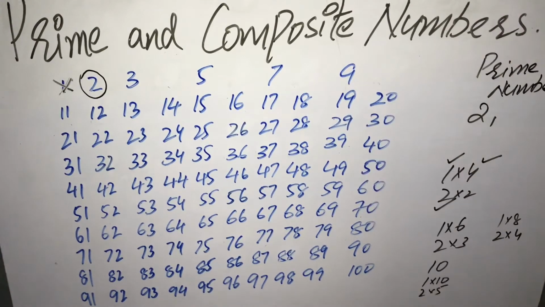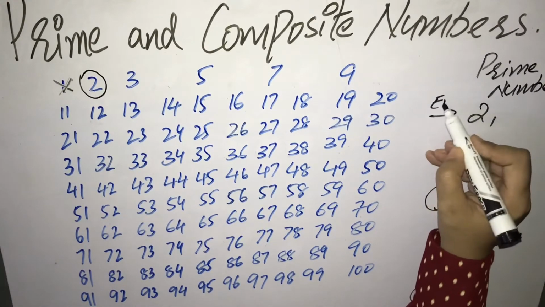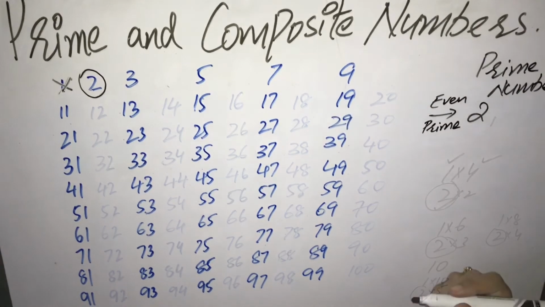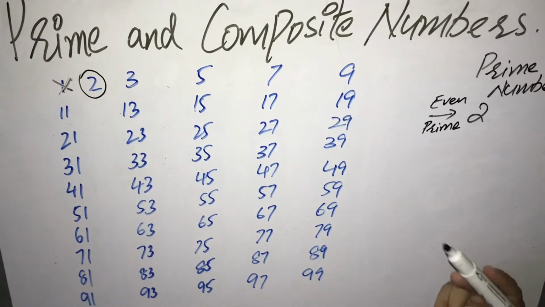Or in other words, all even numbers other than 2 are composite numbers. All even numbers at least have 2 as a factor. Every even number has 2 as a factor. So all even numbers are composite other than 2. Or in other words, the only even prime is 2. The rest of the prime numbers are odd.